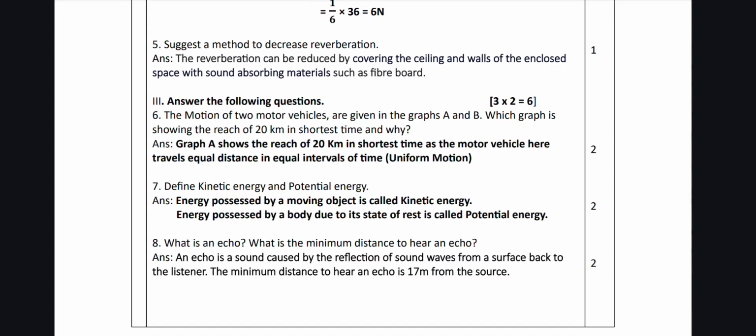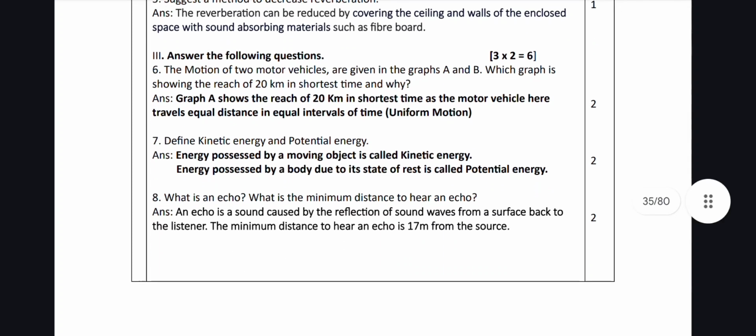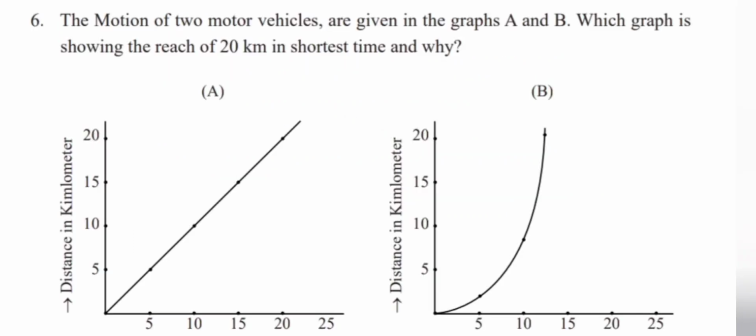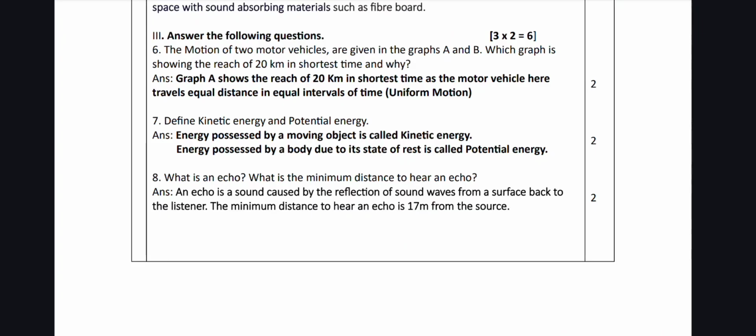So next, answer the following questions for 2 marks. The motion of two motor vehicles is given in graphs A and B. Which graph is showing the reach of 20 kilometers in the shortest time and why? Graph A shows the reach of 20 kilometers in the shortest time, as the motor vehicle here travels equal distances in equal intervals of time. So, uniform motion.